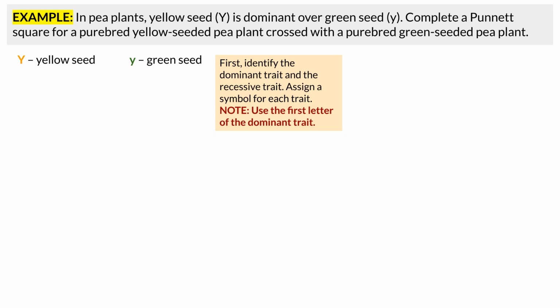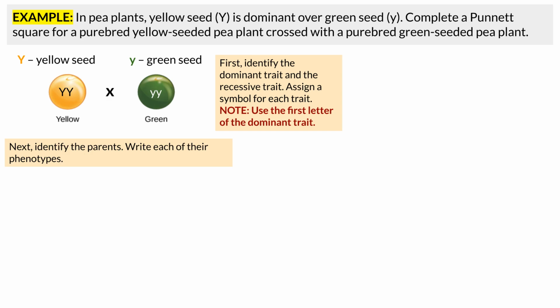Let us consider this problem. In pea plants, yellow seed is dominant over green seed. Complete a Punnett square for a purebred yellow-seeded pea plant crossed with a purebred green-seeded pea plant. Step 1. Identify the trait and its alleles. Yellow seed color is dominant, while green seed color is recessive. Capital letter Y represents the allele for yellow seeds, and small letter y represents the allele for green seeds.